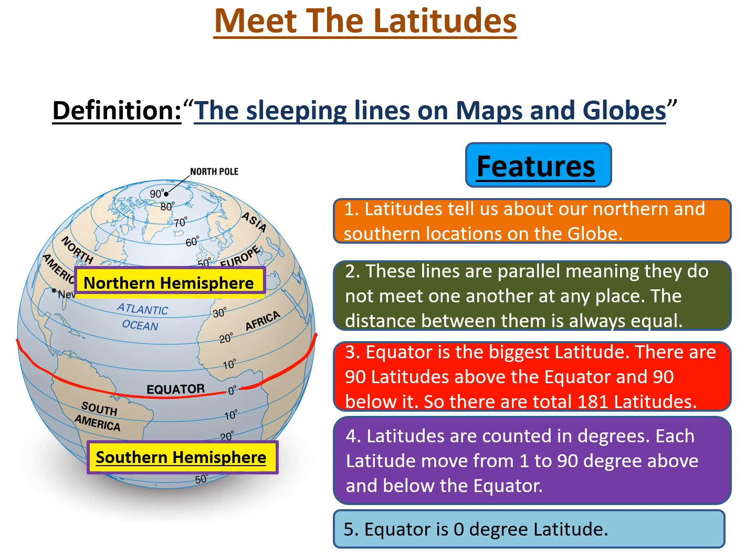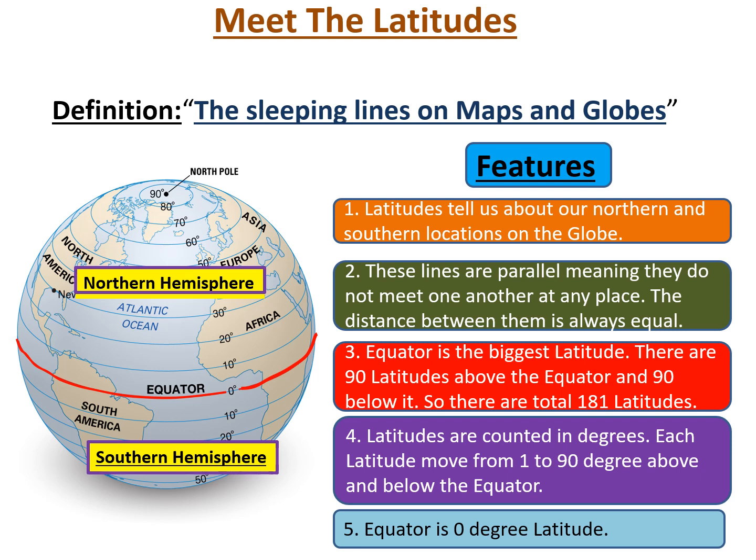Now, what are the features of the latitudes? Let's read. Number 1, latitudes tell us about our northern and southern location on the globe. That means it tells us whether we are in the northern hemisphere or the southern hemisphere. Number 2, these lines are parallel, meaning they do not meet one another at any place. Number 3, equator is the biggest latitude, right? There are 90 latitudes above the equator and 90 below it. So there are total 181 latitudes.